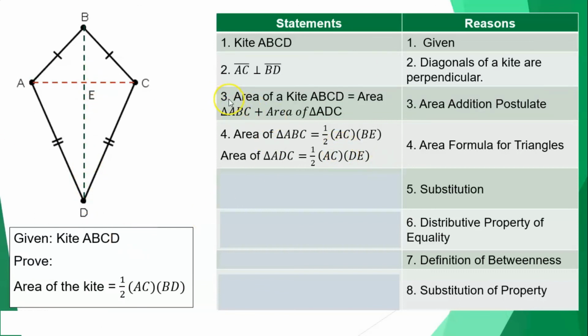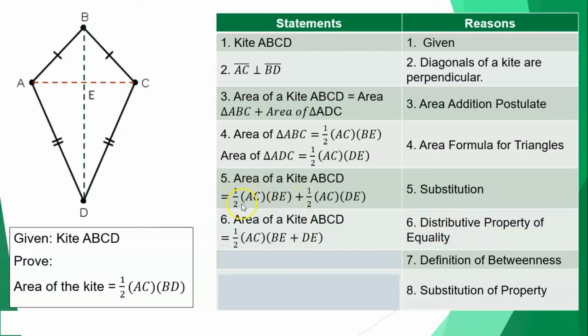So with this, let's substitute. So going back to statement 3, so area of a kite here. So take note for triangle ABC, 1/2 AC times BE, and for triangle ADC, that would be 1/2 AC times DE. So take note here for 6, referring to the previous statement, 1/2 AC is common, so factor it out. So with this, we're left with BE, and for the second term, we're left with DE. Now, definition of betweenness. Now, take note for BD here, diagonal BD, that would simply be BE plus DE. So take note of that.